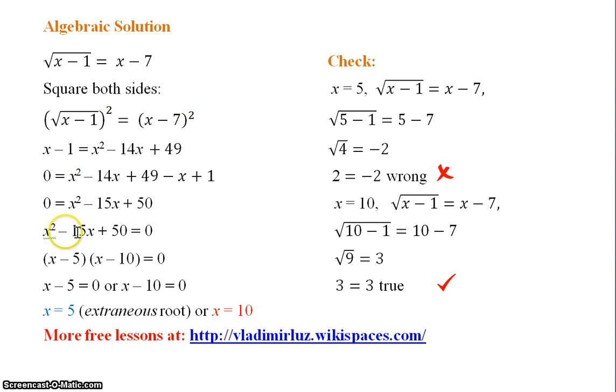Quadratic trinomial x squared minus 15x plus 50 is factorable. We can represent it as the product of two factors x minus 5 and x minus 10, because the product of minus 5 and minus 10 is constant term 50, and the sum of minus 5 and minus 10 is negative 15, the second coefficient. The product of two factors equals 0 when either first factor equals 0 or second factor equals 0. x minus 5 equals 0 gives x equals 5, and x minus 10 equals 0 gives x equals 10.